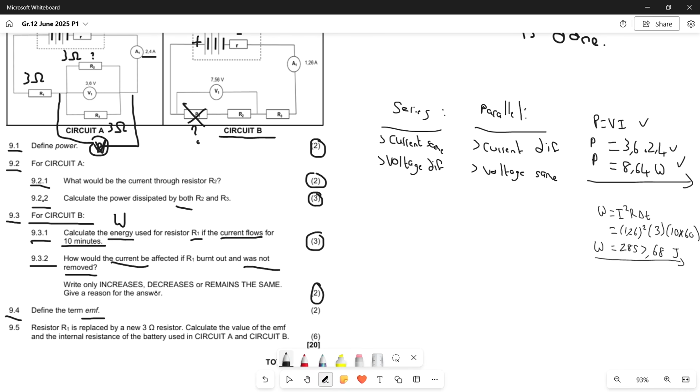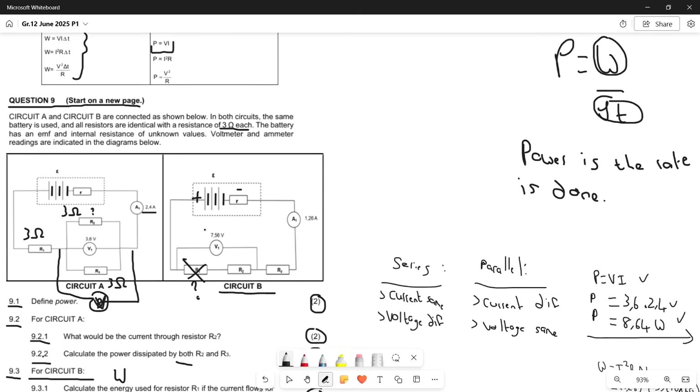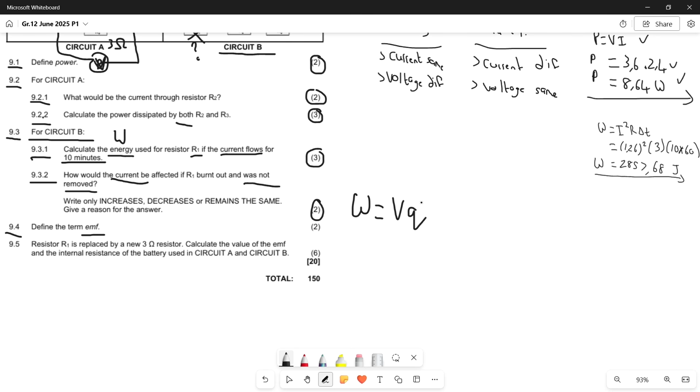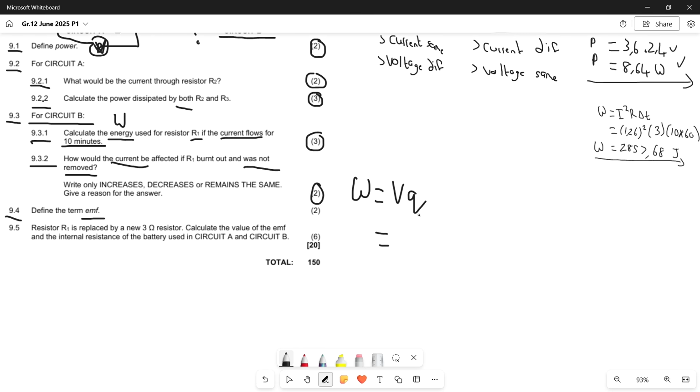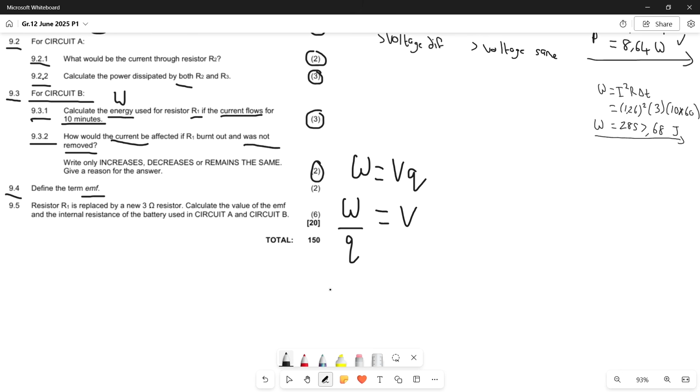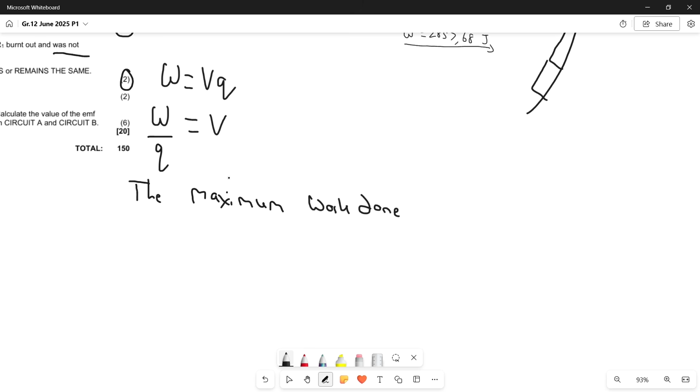And EMF is almost the same as voltage or potential difference. It is just in the battery. So I'm going to write that down for us now. W equals V times Q, and then if we take our Q over, we have W over Q equals V, and EMF is just the potential difference inside the battery, which means that it is the maximum work done, okay, is our W, by a battery.